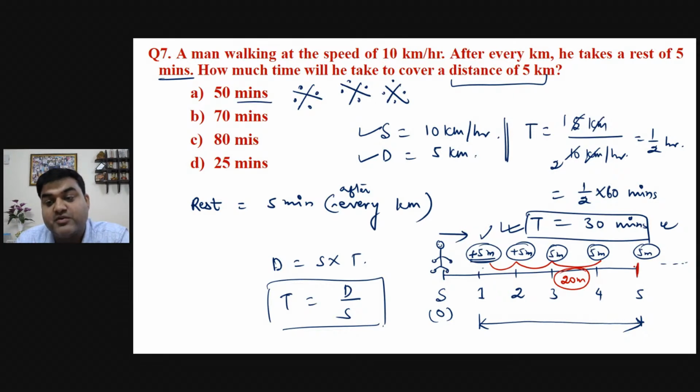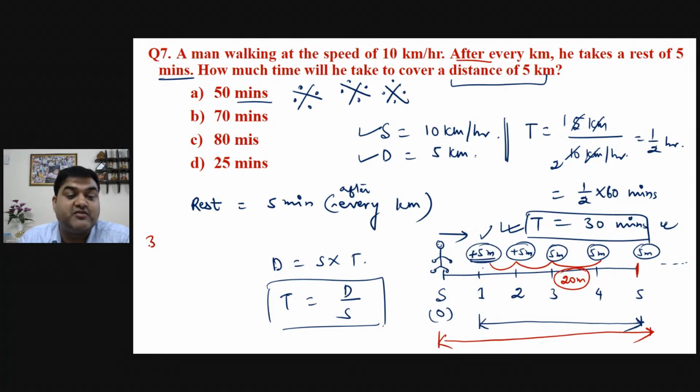After reaching the fifth kilometer, it is given in the question that he will take another 5 minutes, but we will not consider that. Why? Because the person has already reached the fifth kilometer. Did you understand what I'm trying to say? The travel time for the person was 30 minutes.